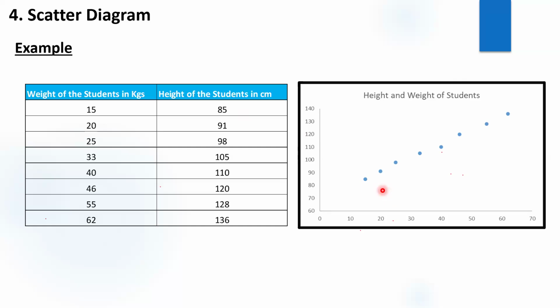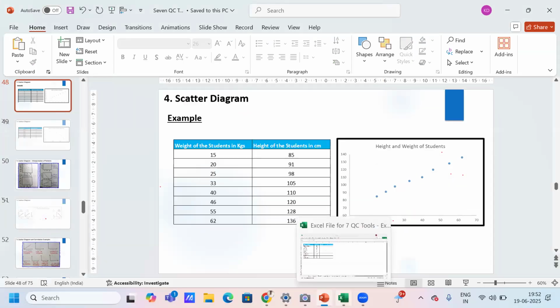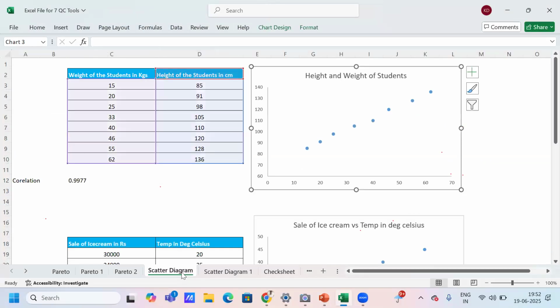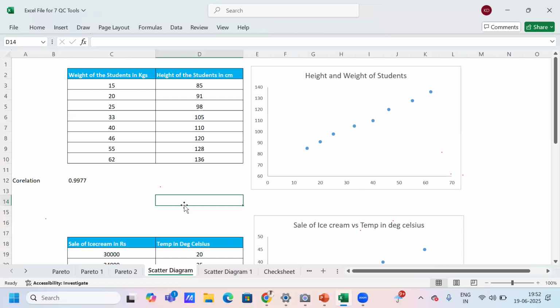Okay. So now I will go to the Excel file. So is my Excel screen visible? Yes, sir, it's visible. Visible, na? Yes. Yes, sir, yes, sir.